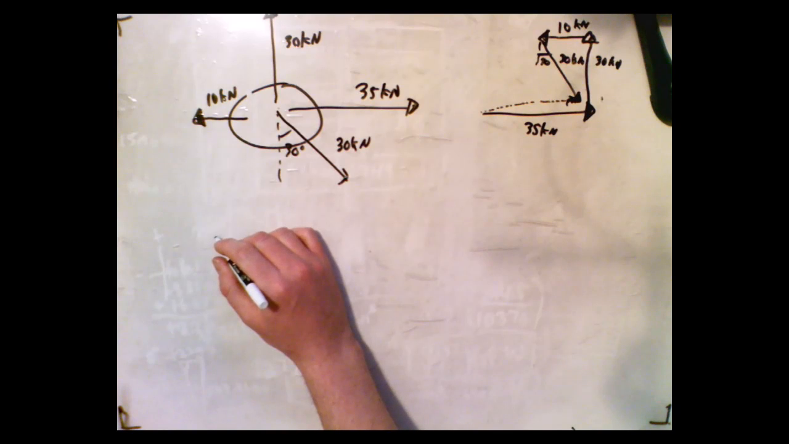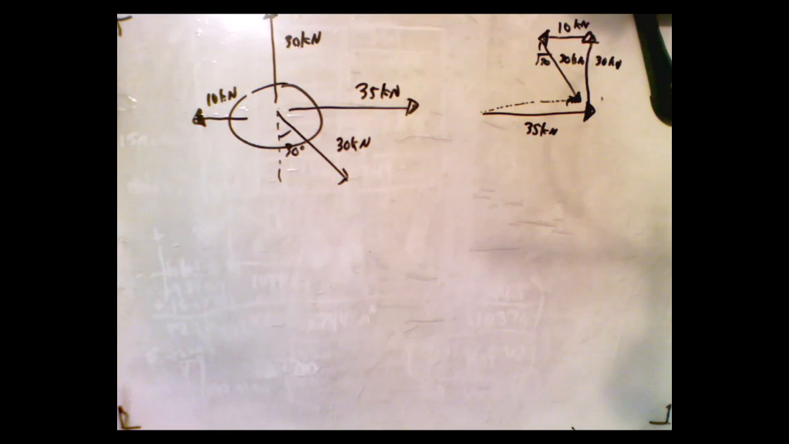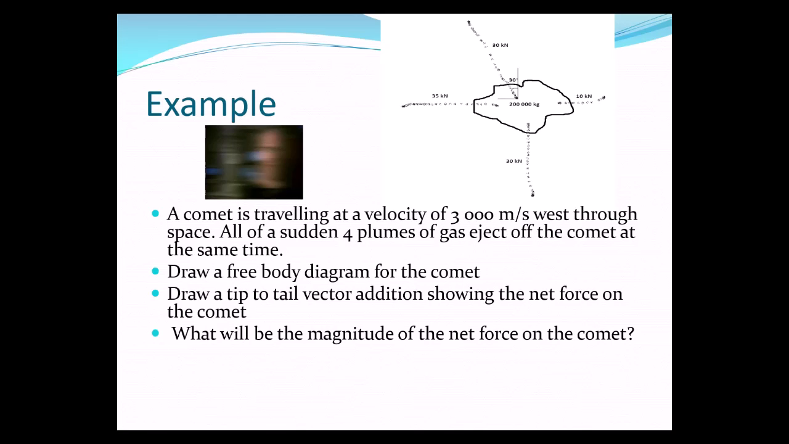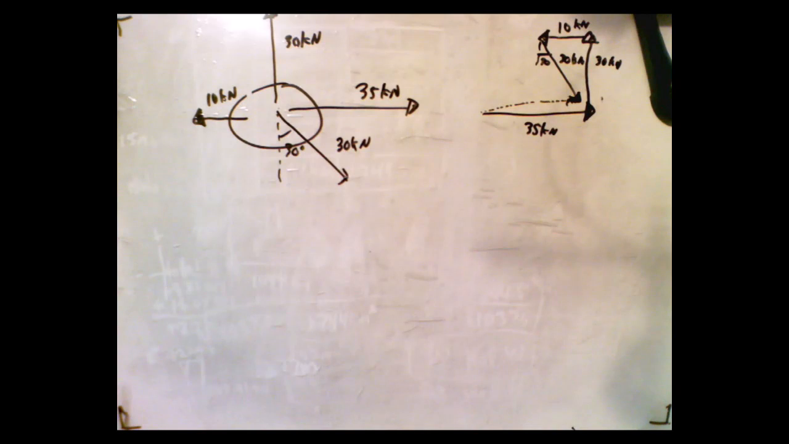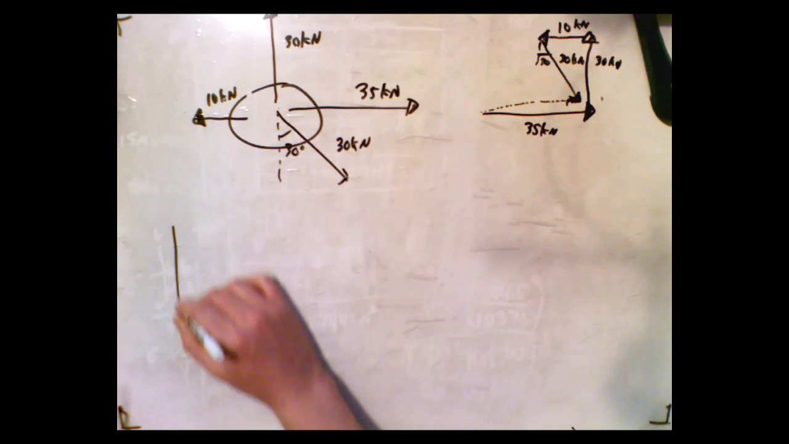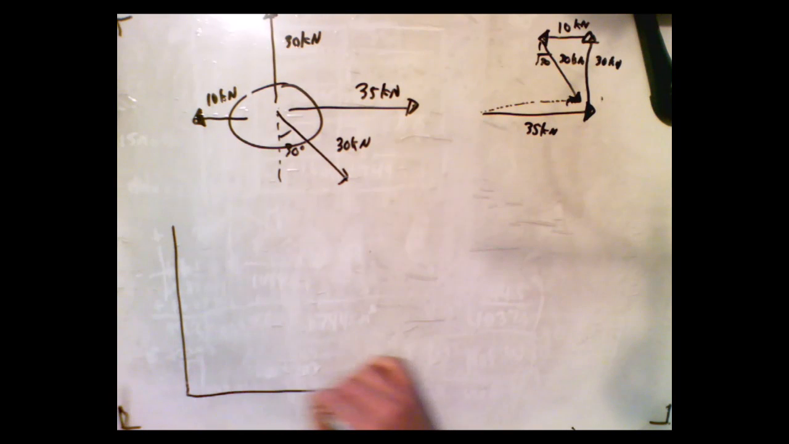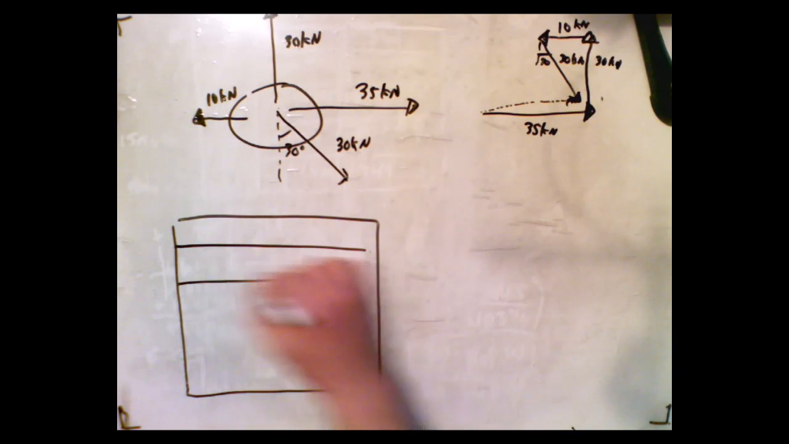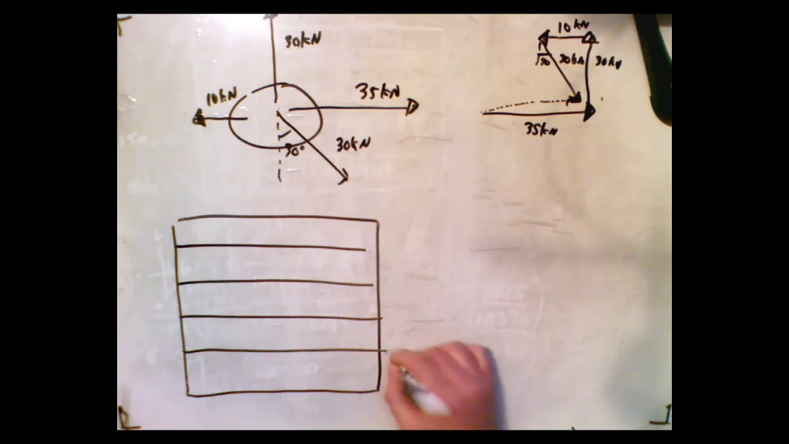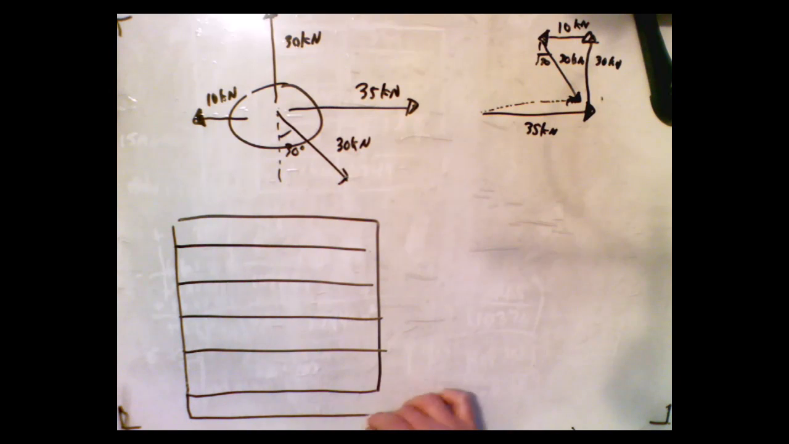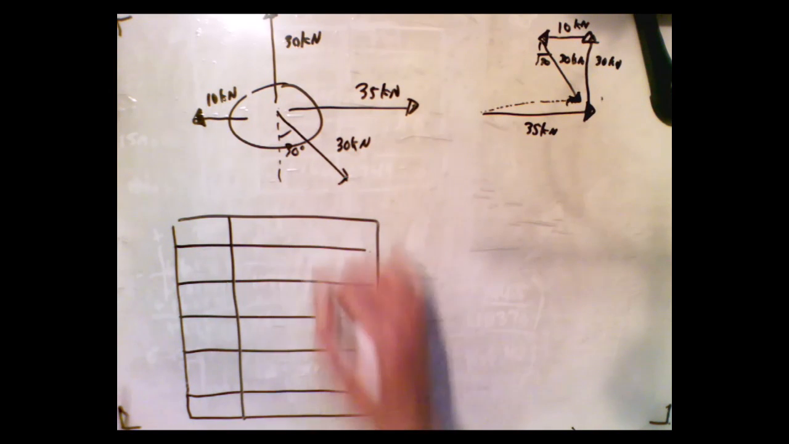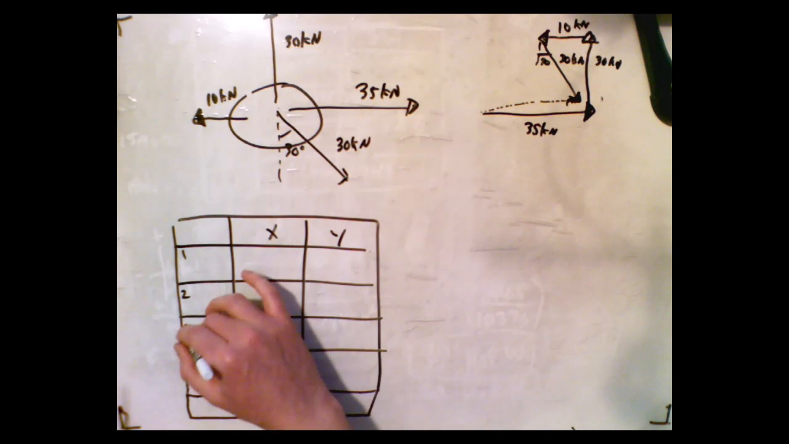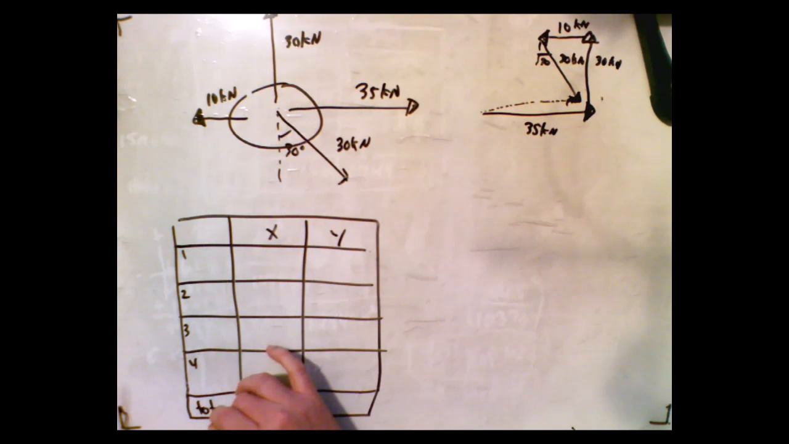So we're going to draw an RCS chart because the last part of the question is asking what will be the magnitude of the net force. Well, let's use an RCS chart, and this time I'll switch my camera. So this time, make it a little bit bigger. We have 4 vectors. So 1, 2, 3, 4, like that. We have x, we have y, so vector 1, vector 2, vector 3, and vector 4, and this is our total.